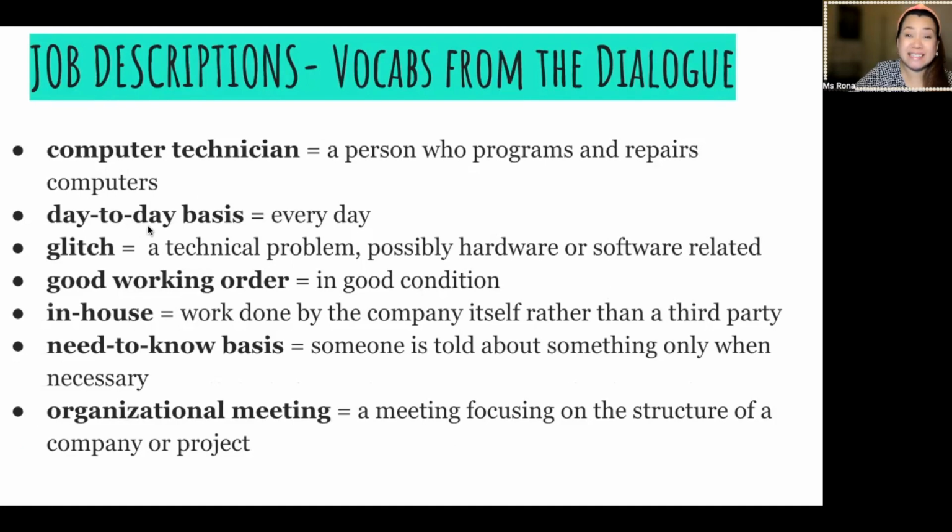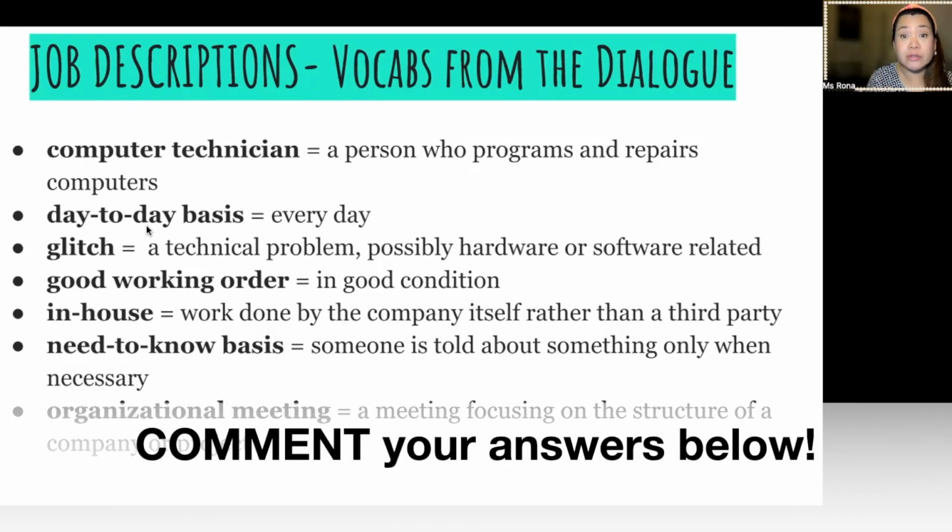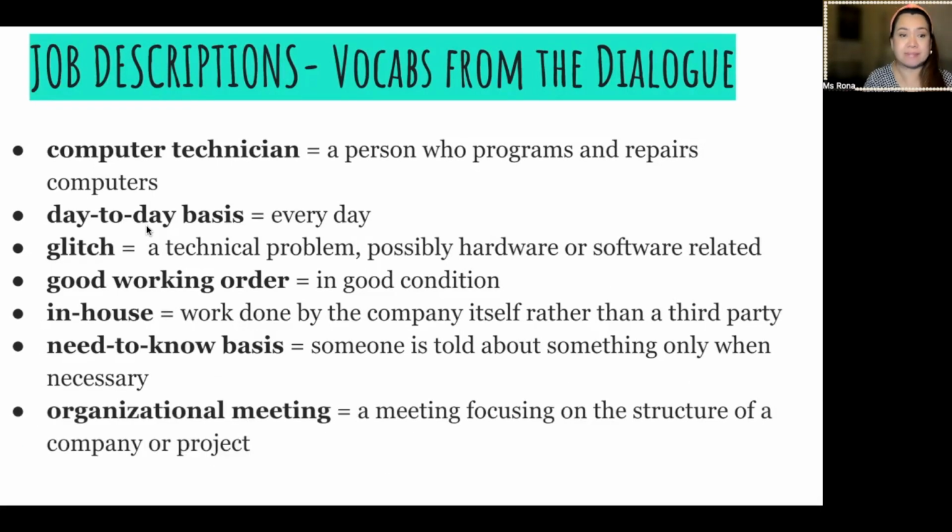Day-to-day basis. It simply means every day. What is your day-to-day job? What is your job or what are your responsibilities every day? Another word is daily. Okay?